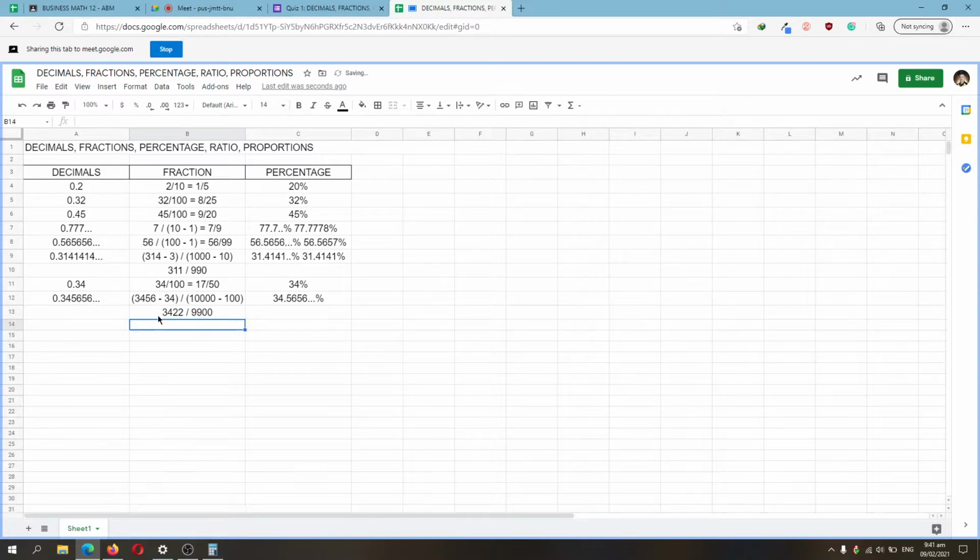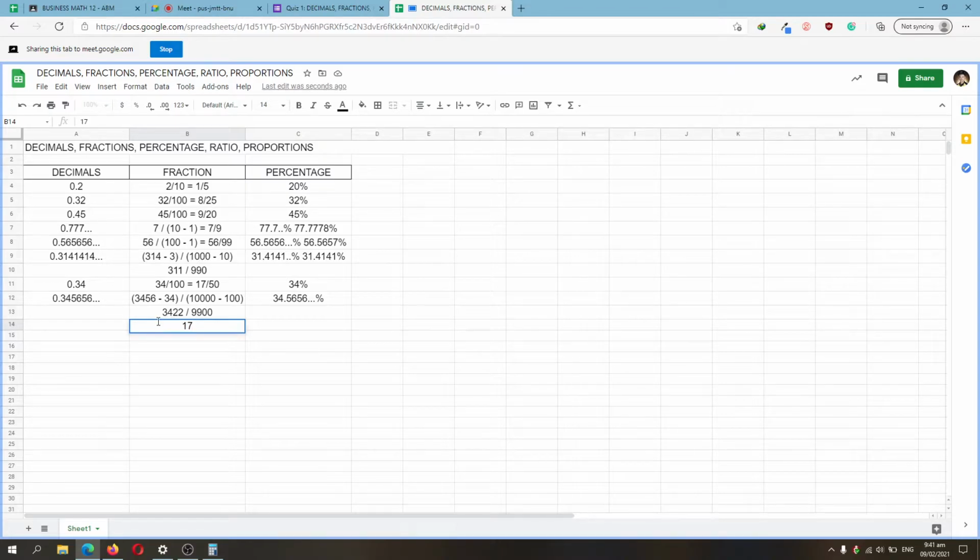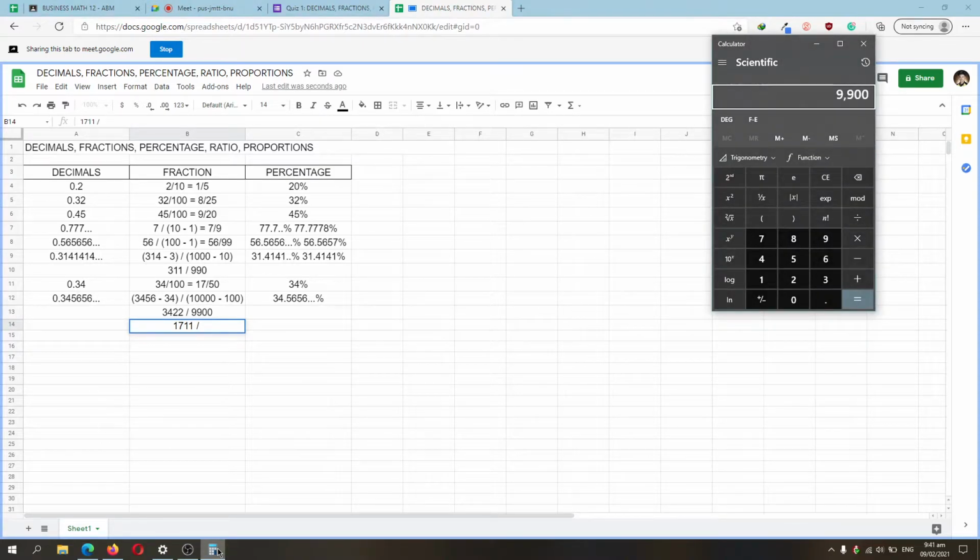Tama ba? Tingnan natin. 3422 divided by 9,900, that is equivalent to 0.345656. Ngayon ang tanong, pwede bang i-lowest term ito? I-divide natin both by 2. So, 3422 divided by 2, that is 1,711 over, so 9,900 divided by 2, that is 4,950.